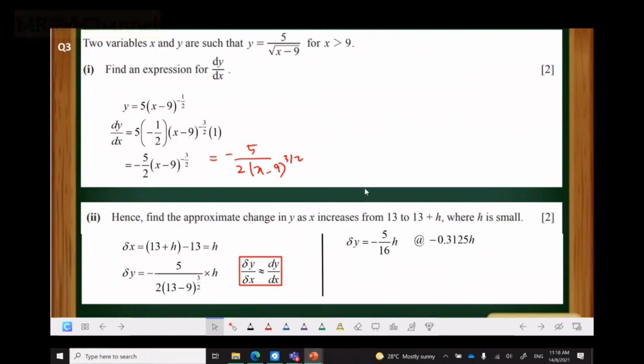Ada orang dia seronok buat calculus kan. Ada orang dia tak seronok buat calculus ni. Makin lama makin tinggi, makin lama makin ni je ni.